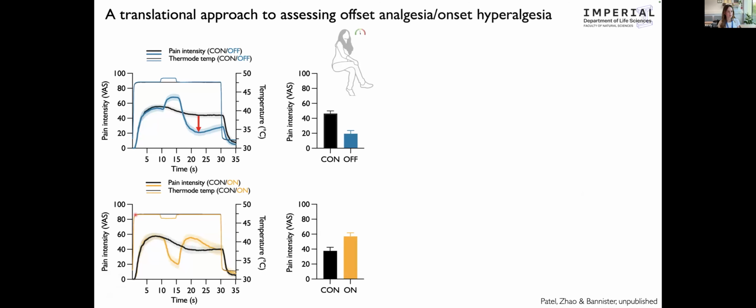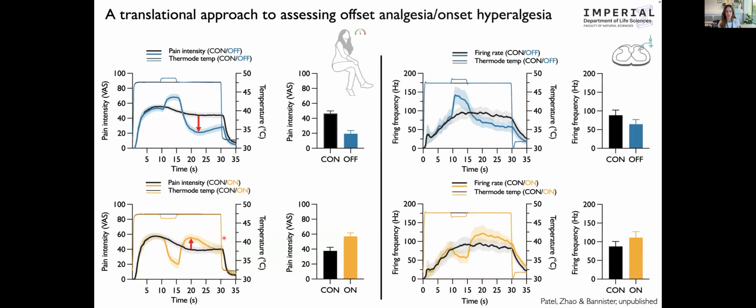If we have this baseline 47 degrees application of temperature, and we decrease the temperature by a degree, we get this lowered pain intensity reported by the human. Then on stimulus onset, you get this exaggerated increase in what that pain intensity is reported as. We back translated that paradigm to get the neural correlate of this, looking at firing frequencies of spinal neuronal responses. And again, on stimulus offset you get this exaggerated reduction in neuronal responses, as opposed to on stimulus onset, where you get the converse.